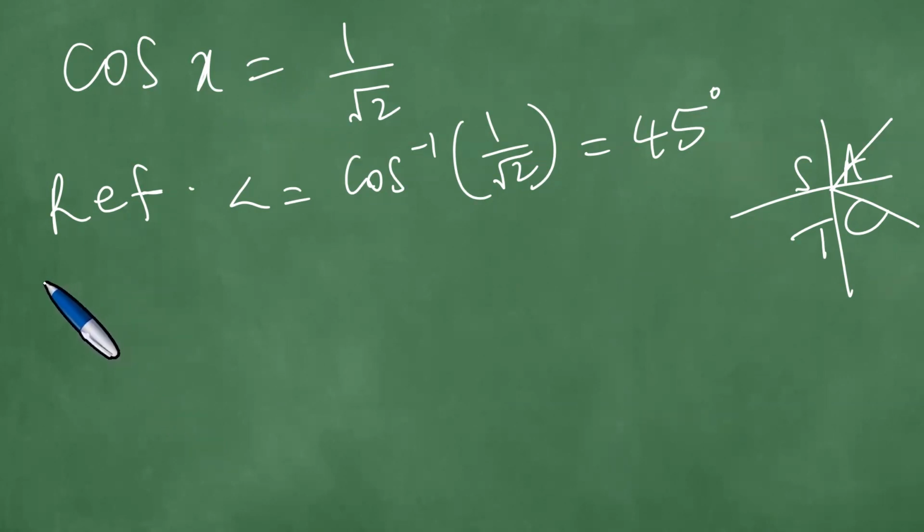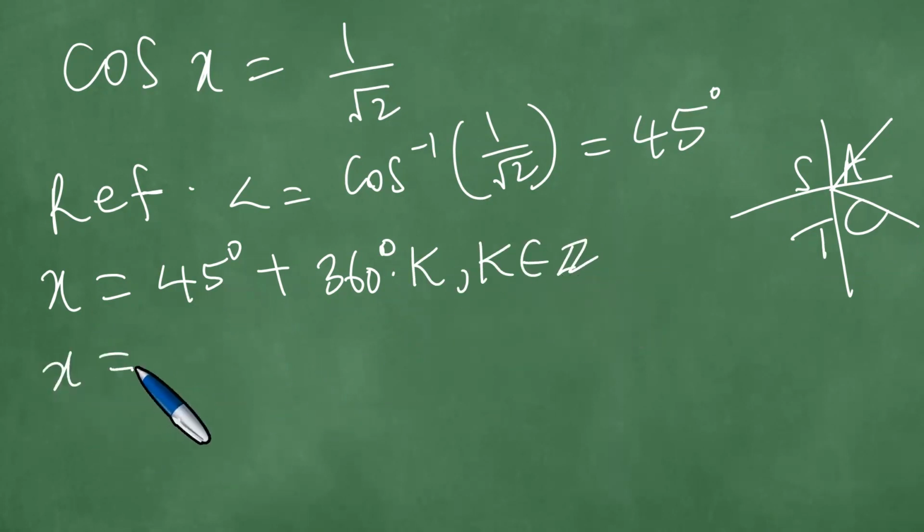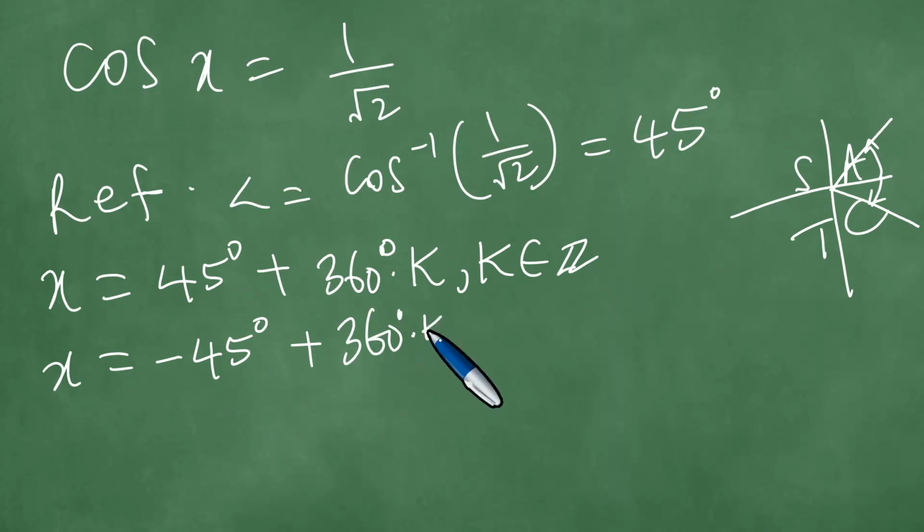What we're then able to see is that x will be obtained as follows. For the angles in the first quadrant, it is clearly 45 degrees, and then we add 360 degrees. Why 360? Because the period of the cosine is 360 degrees. We have k in Z. Another angle is of the same size, but in the other direction, so you'd have as well minus 45 degrees plus 360 degrees times k, where k is an element of Z.